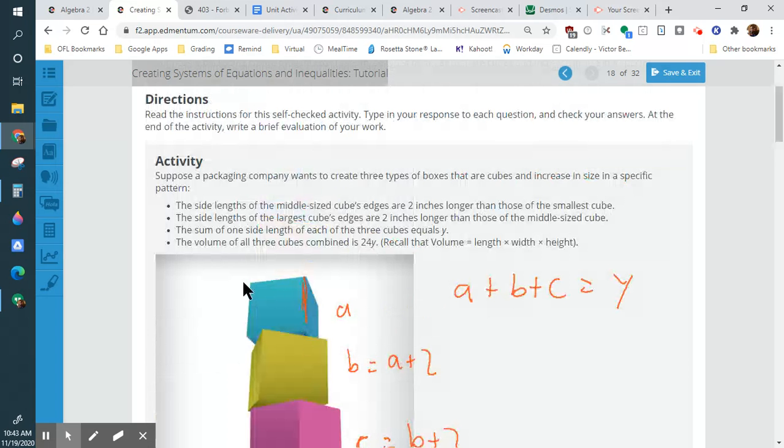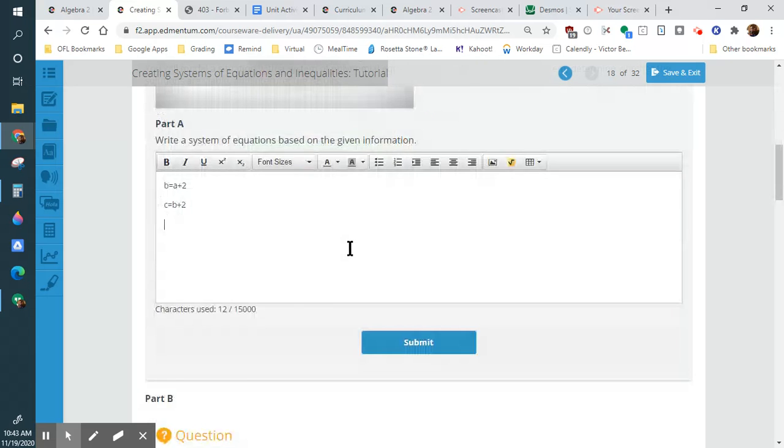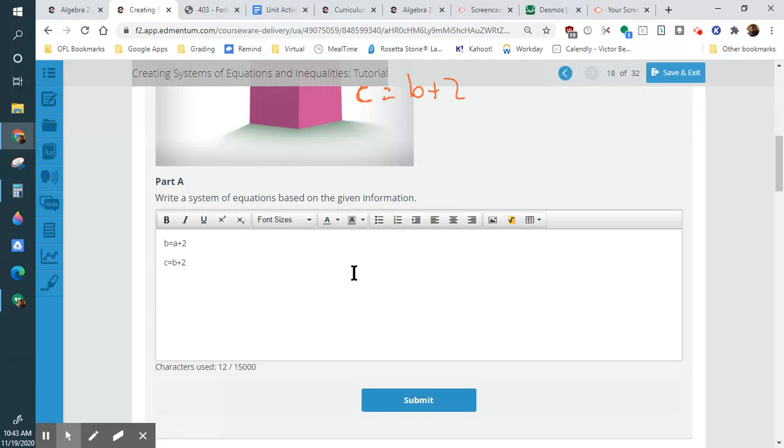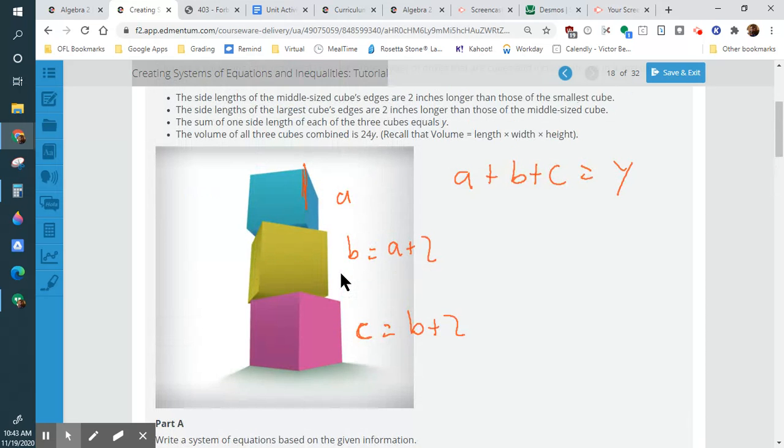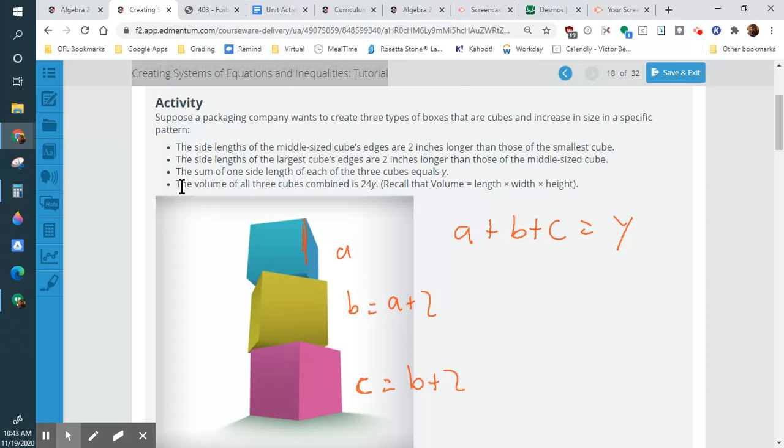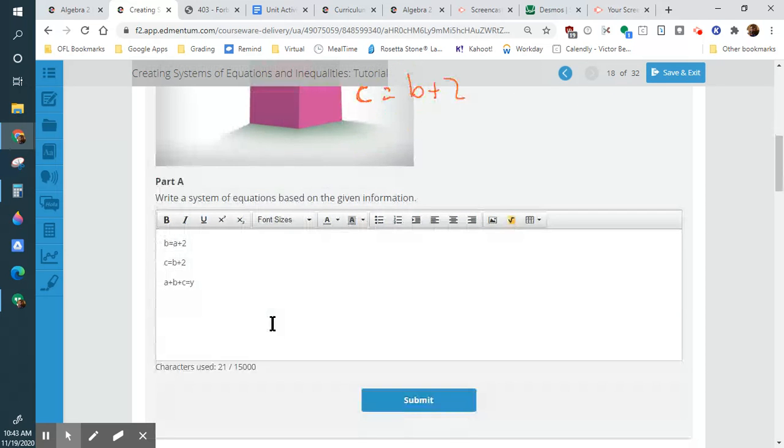And they want us to do the sum of the sides is equal to Y. So I'm going to say A plus B plus C equals Y. And then it's going to tell us that the volume of the three cubes is that. So in this case, I'm going to say length times width times height.